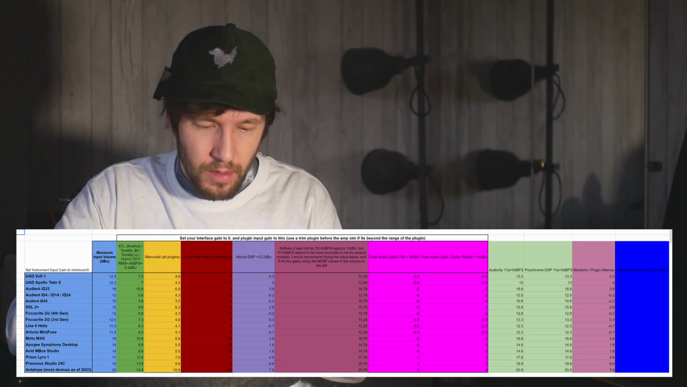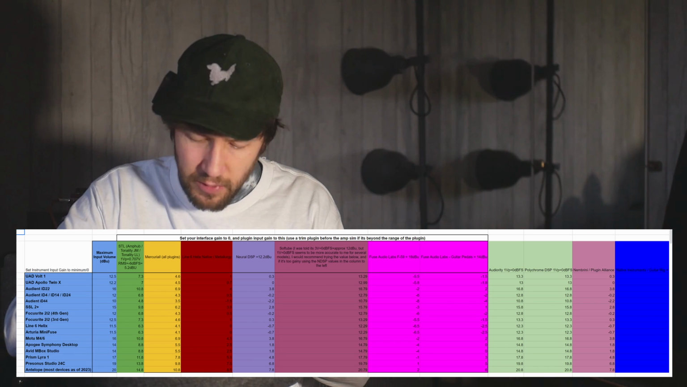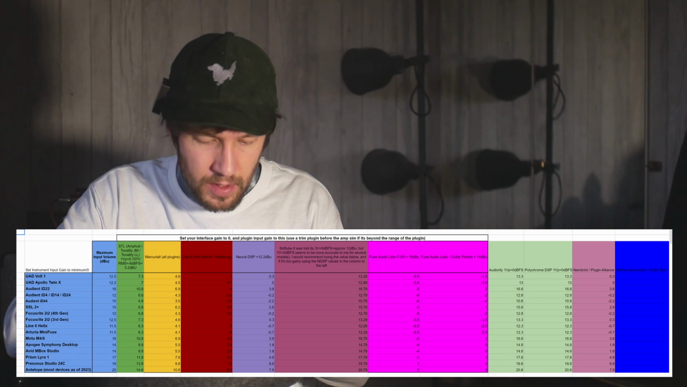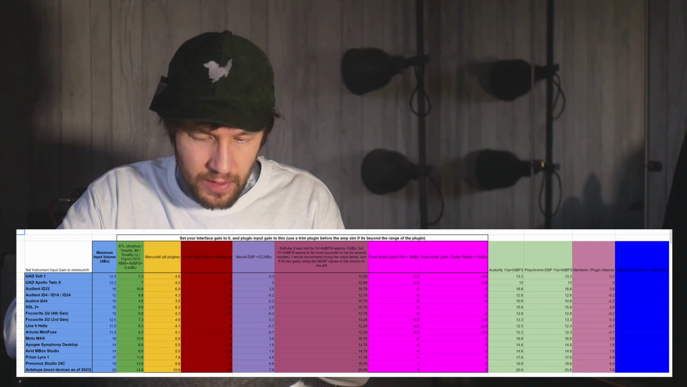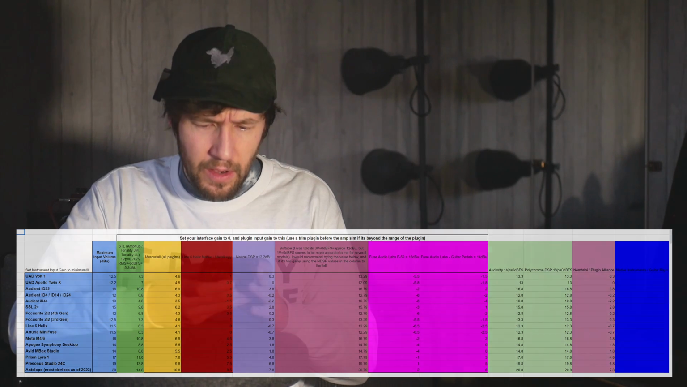The ones with the biggest difference seem to be like a Presonus Studio 24C, or a Motu M4, or an SSL 2+, the Focusrite stuff, the Line 6 Helix, the Universal Audio stuff, the Universal Audio Apollo Twin, the Audient iD4. Those tend to be around 12 to 14. Okay, so that's the two things.